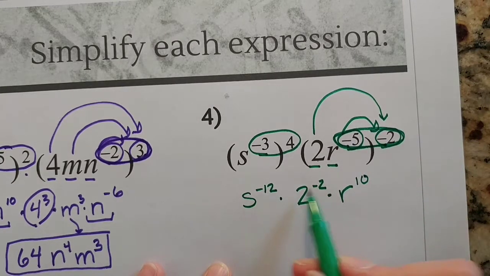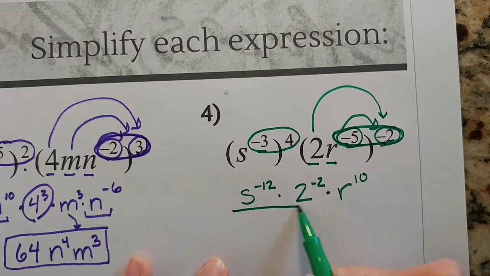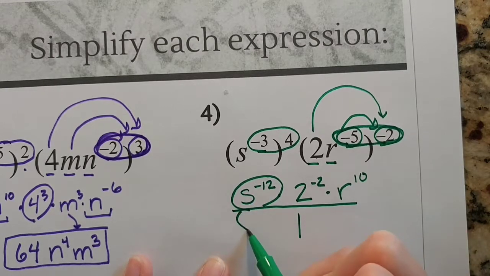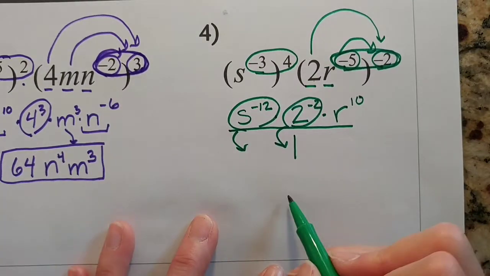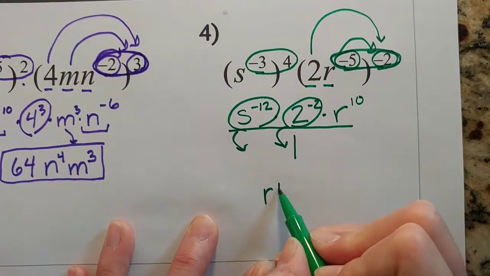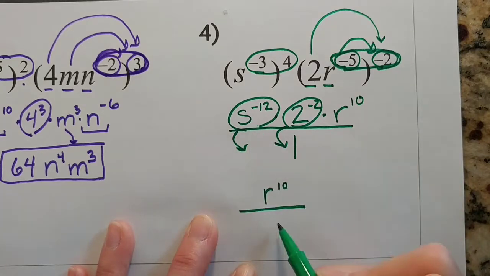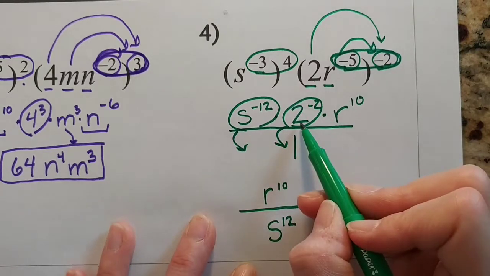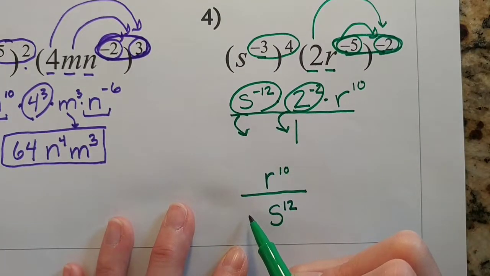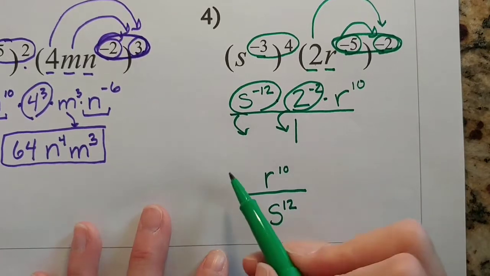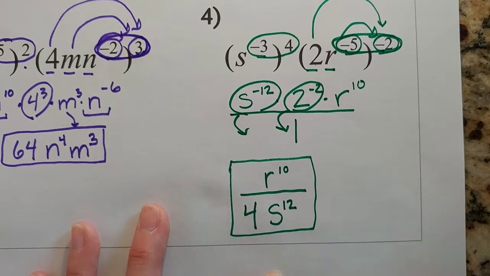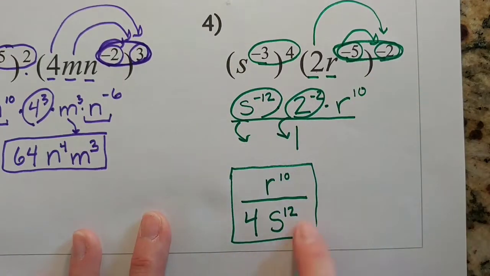Now you'll notice here that there's a couple negative exponents. You're going to want to write a fraction so that you can see that these negative exponents are going to have to go downstairs. The only thing that stays in the numerator is r to the 10th. So the s is going to move downstairs and have a +12th exponent. Now the 2 to the -2nd power will move downstairs and become 2 to the +2nd power. And you know that 2 squared is just 4. So it looks like this is my simplified answer. I started with this expression and I end up with this one. Everything has positive exponents.